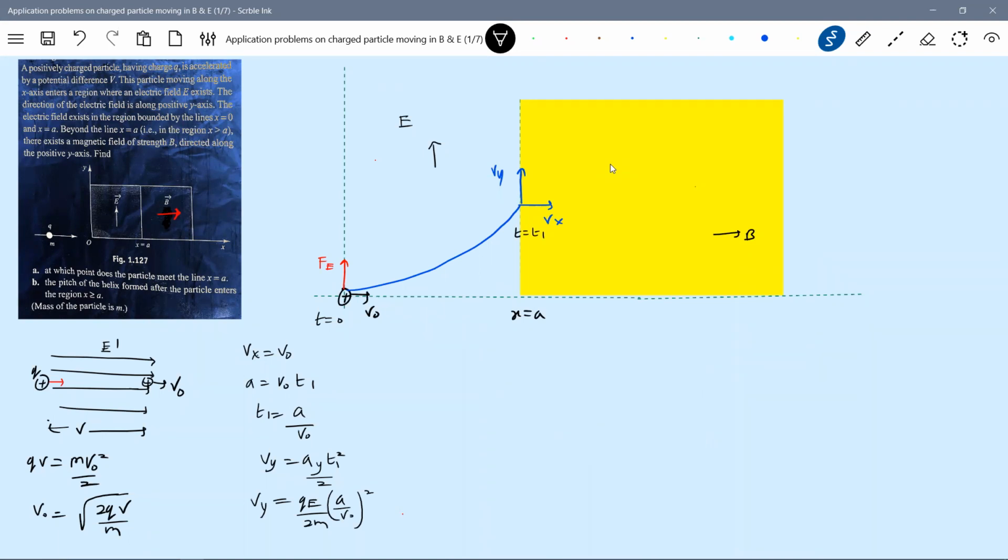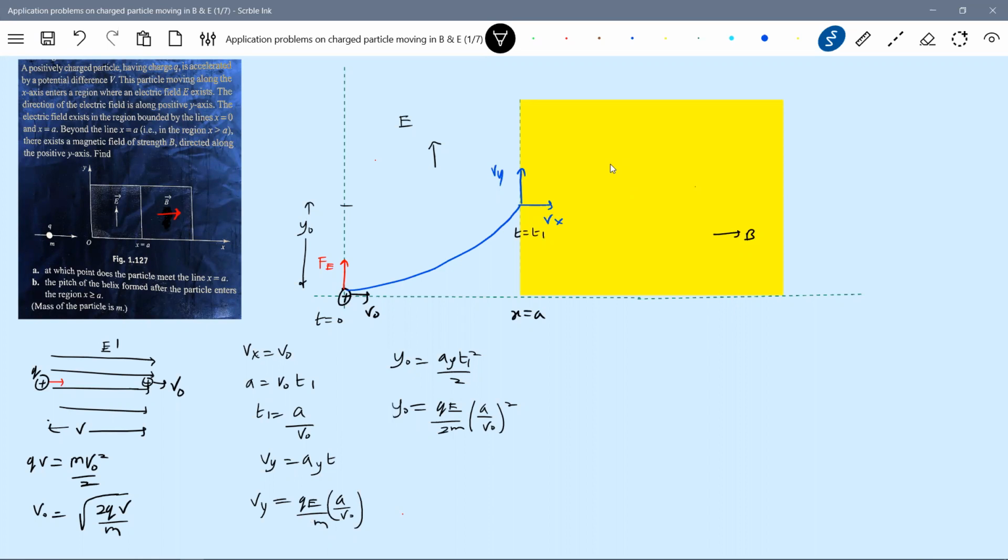What about this distance? It is also asking this distance where it will... Let me call it Y naught. How to calculate Y naught? Y naught equal to Ay T1 square by 2. Ay is QE by m, so you only will write it: QE by 2m, T1 is A V naught whole square. Vy is equal to Ay t. Okay, this is Y naught.